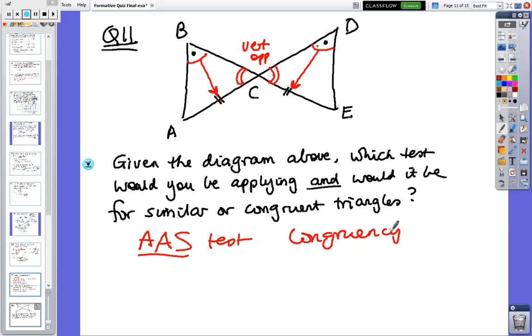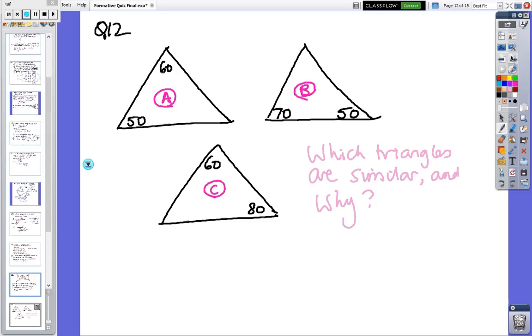Okay, we've got equal sides. We don't have a ratio. We don't have an enlargement factor. We've got equal sides, and it's an AAS test. Now it didn't say to do the proof. It just said what test you would do and what it would be a test of. Okay, coming across, and we'll do some proper proofs. Well, no, not quite yet.